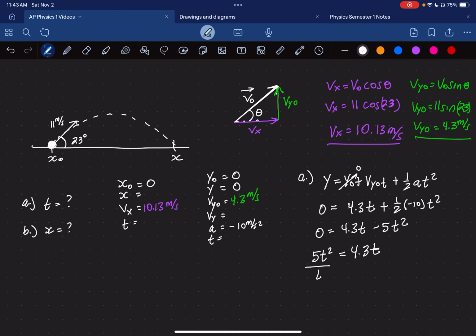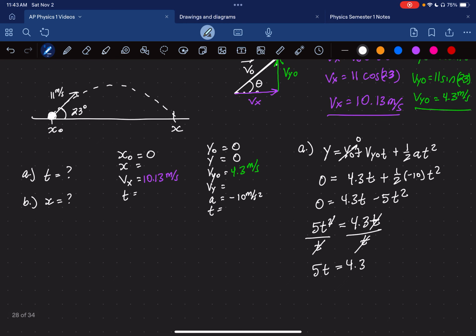So we wouldn't do this in math class, but we're going to divide both sides by a t, which gets rid of one of those exponents there. We get 5t equals 4.3. This is the solution for t that we want. So it's just 4.3 divided by 5. t is 0.86 seconds. We'll bring it over here. 0.86 seconds. And now we'll do part B.